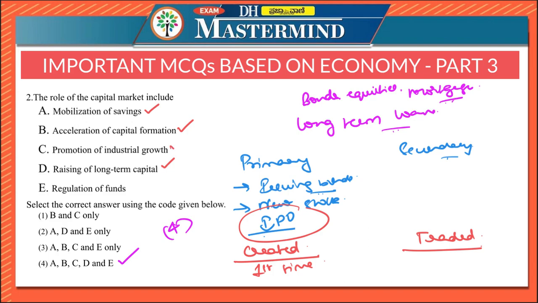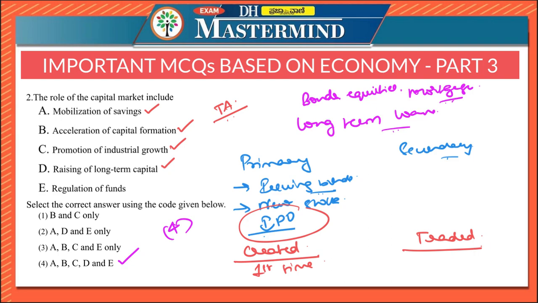Promotion of industrial growth. When the companies sell their shares and make money, it promotes the industrial growth. Technical assistance. It also provides technical assistance with the amount the companies have procured from the capital market. They can go for technological advancement or technical advancement.